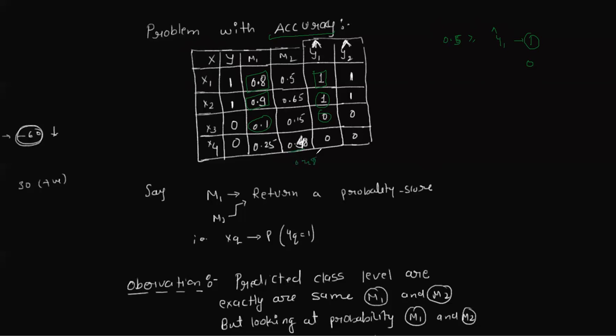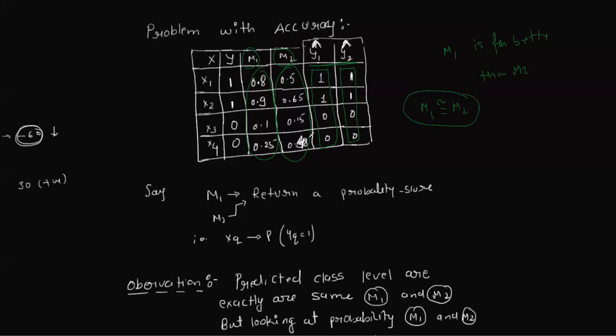This is 0.48. If you see it, these probability scores are completely different from each other. That means these models are completely different. Otherwise you can also say that model M1 is far better than M2 by looking at this data. But if you see the class labels, it feels that both models are the same. This is the class label produced by model 1 and this is the class label produced by model 2. By looking at these two predicted values, it seems that both are the same. That is not true actually.